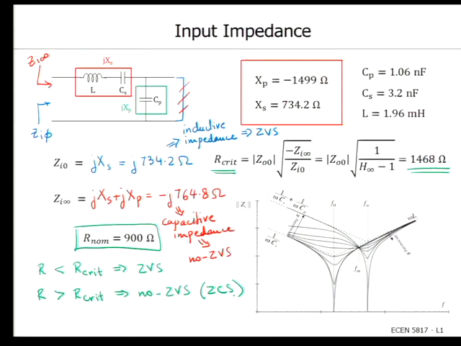So what do we do? How do we increase R critical? Or how do we improve our ZVS range? What can we do? Can we change these L, C_S, C_P? What do you guys think?